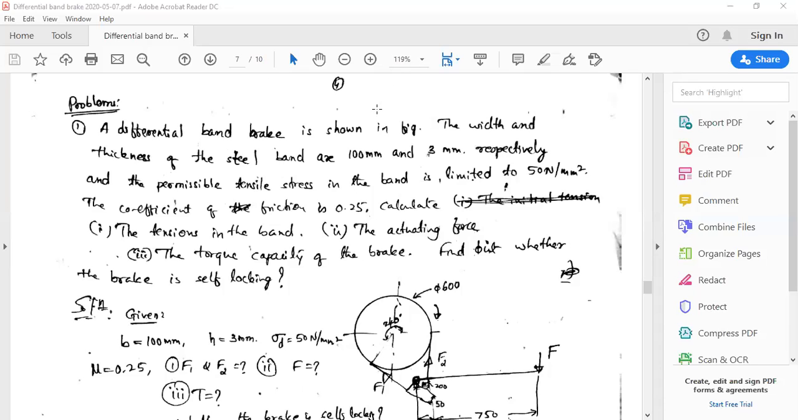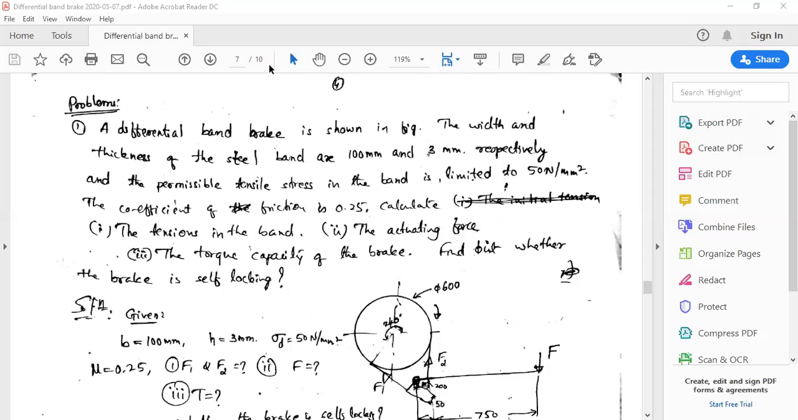So, in the previous session, we discussed the differential band brake and the design procedure of the differential band brake. In that, we came across around 6 to 7 steps. The very first step was to determine the torque, and then calculate the tangential load Ft. After that we go for the calculation of band tensions, or the forces exerted on the band on the tight side as well as the slack side, that is F1 and F2, in the third step.